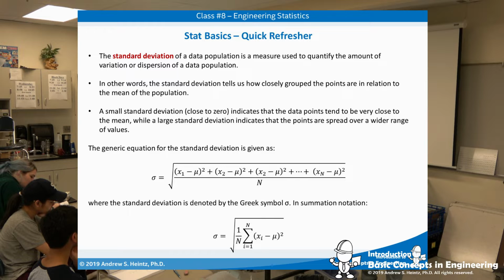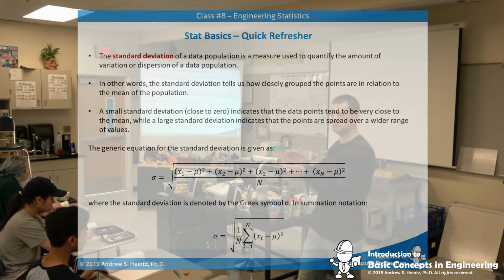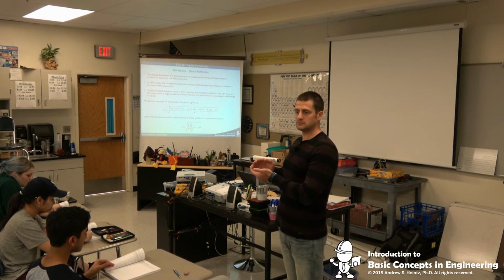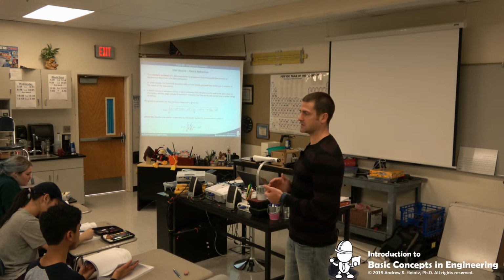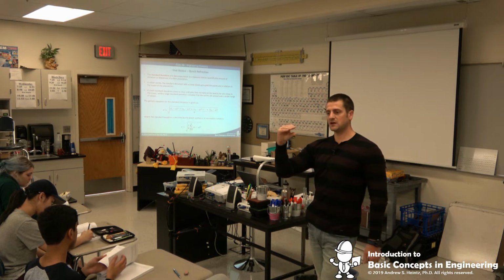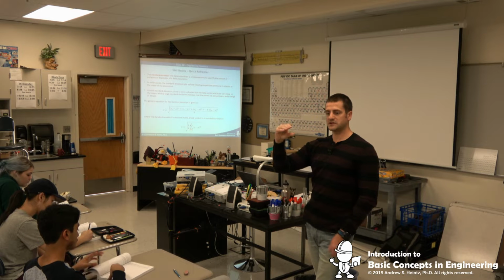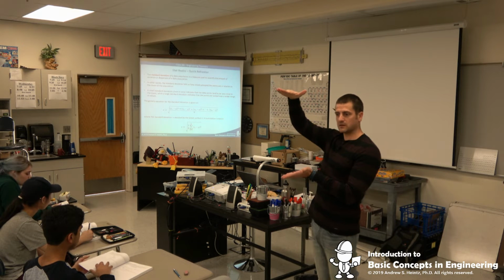In other words, if I had something that was very narrow standard deviation, what would that mean, Andrew? That would mean there's not a lot of variation. Yeah, exactly. So if I have a small standard deviation here, everything's going to be very close. If I have a large standard deviation, my population might be wide and look like this.